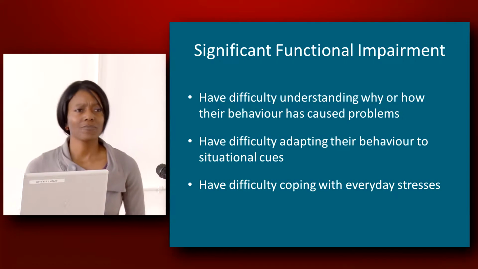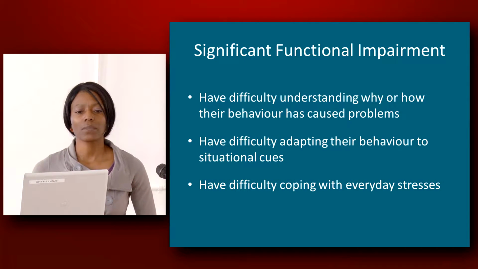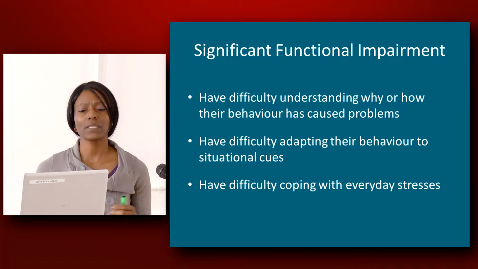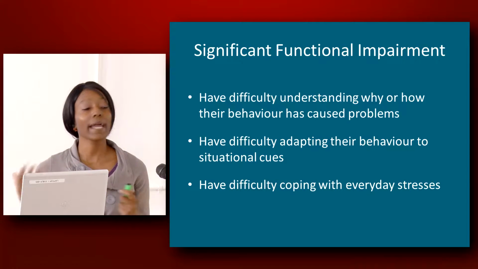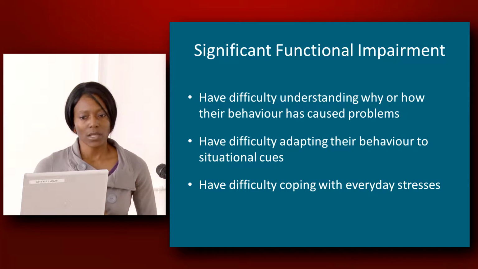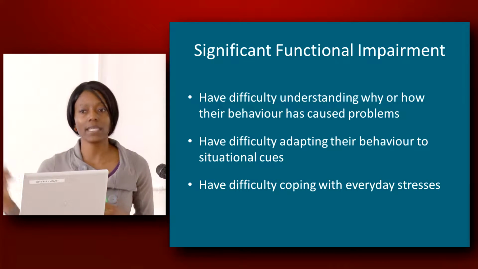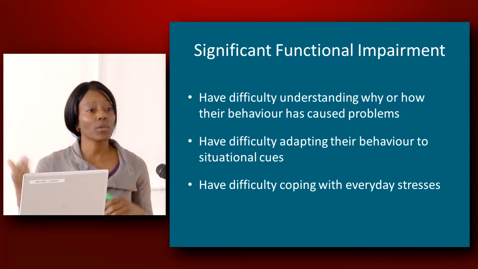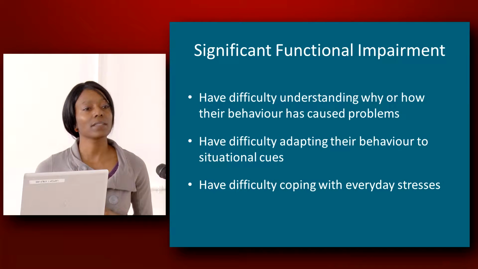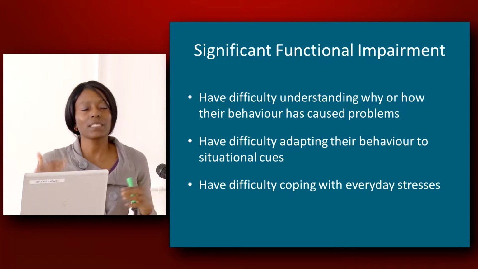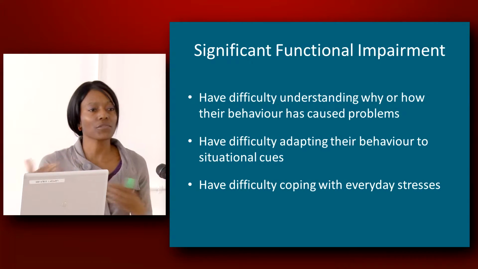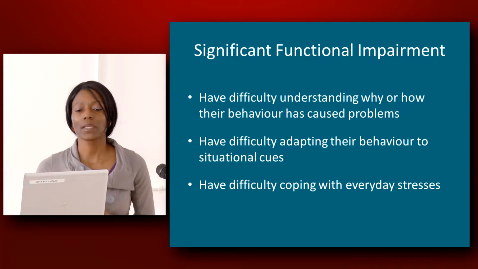So when I talked about significant functional impairment, I meant difficulties understanding why or how their behavior has caused problems. They have limited insight, not solely because it's volitional, but because they're wired differently. They have difficulty taking a lesson away from what they've just experienced, because they tend to be in highly emotional states, which interferes with a lot of social learning.